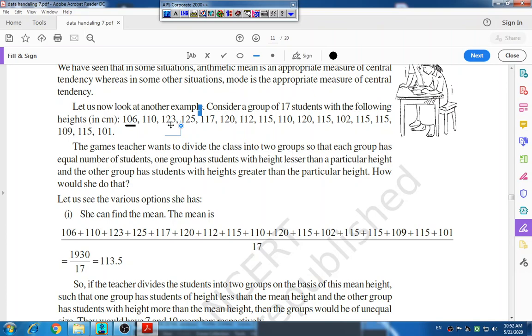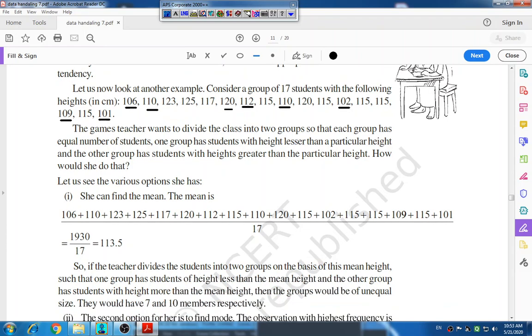And the second option for her is to find the observation with the highest frequency, which is 115 centimeters. Look here, how many times does 115 occur? 1, 2, 3, 4 and 5. That means the mode of the given data is 115. There are 7 children below the mode and 10 children at the mode and above the mode.